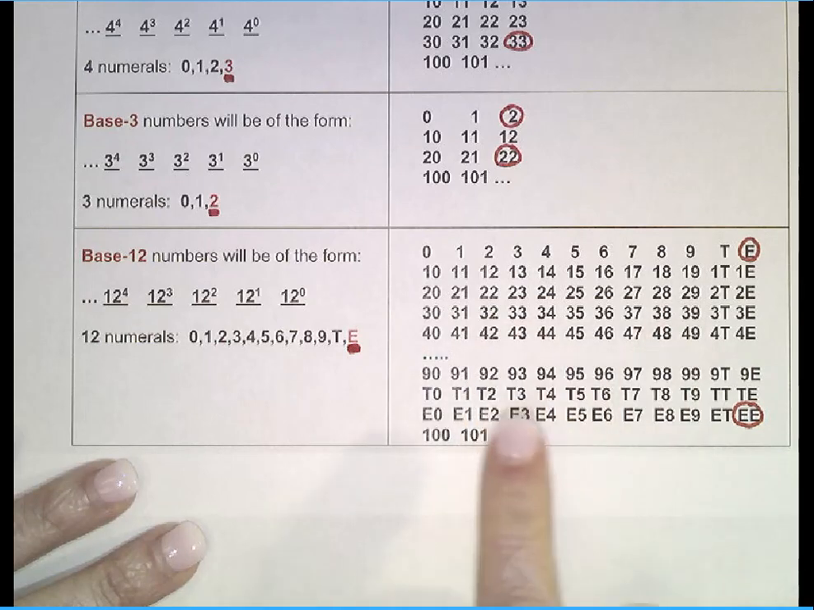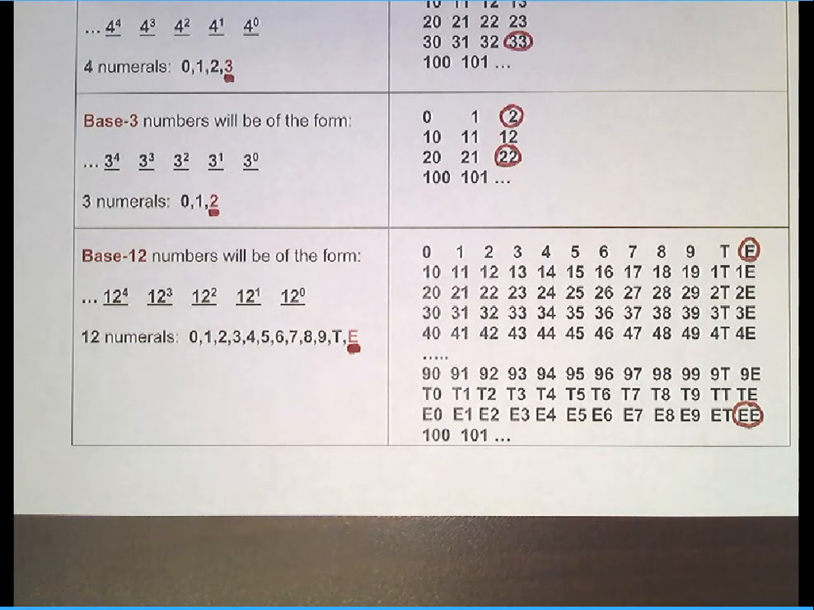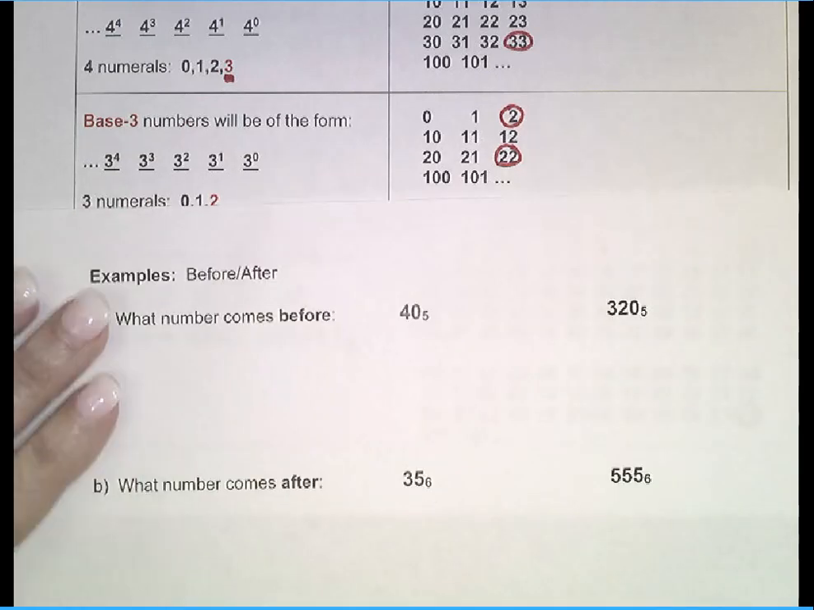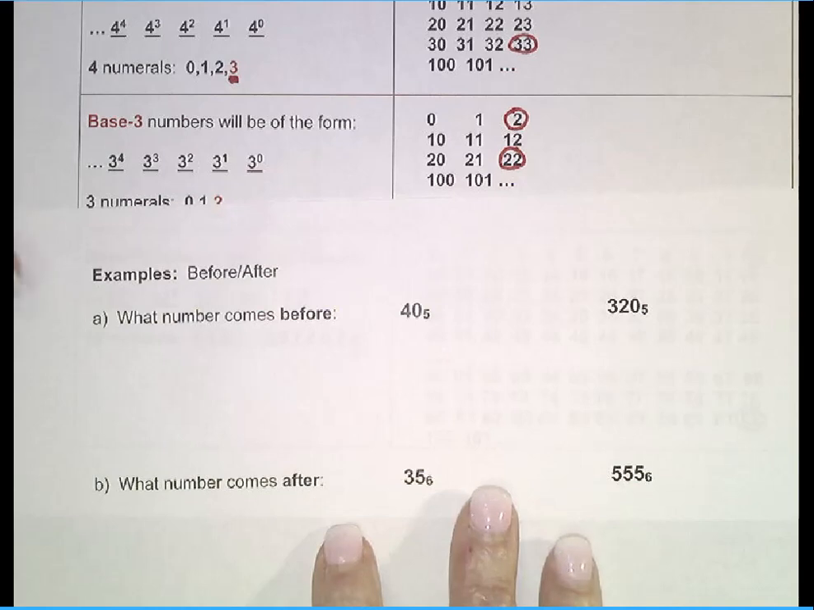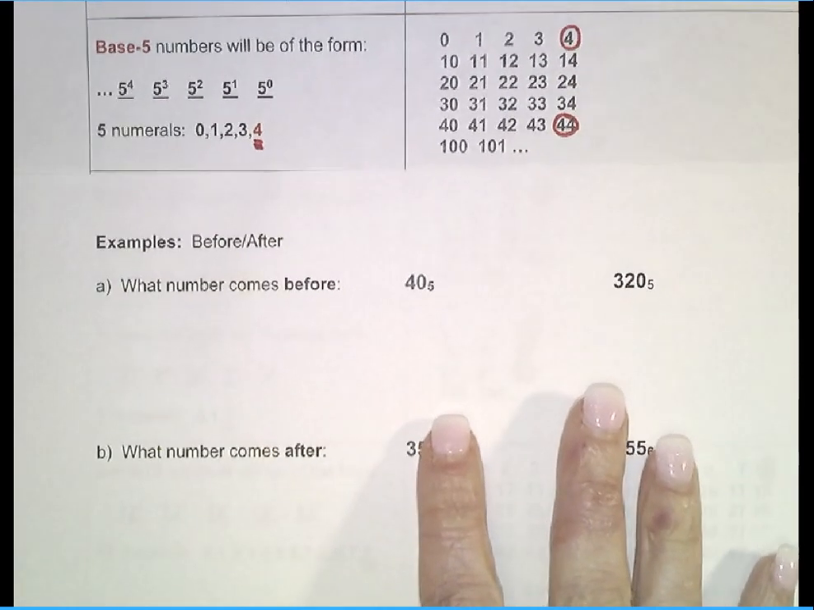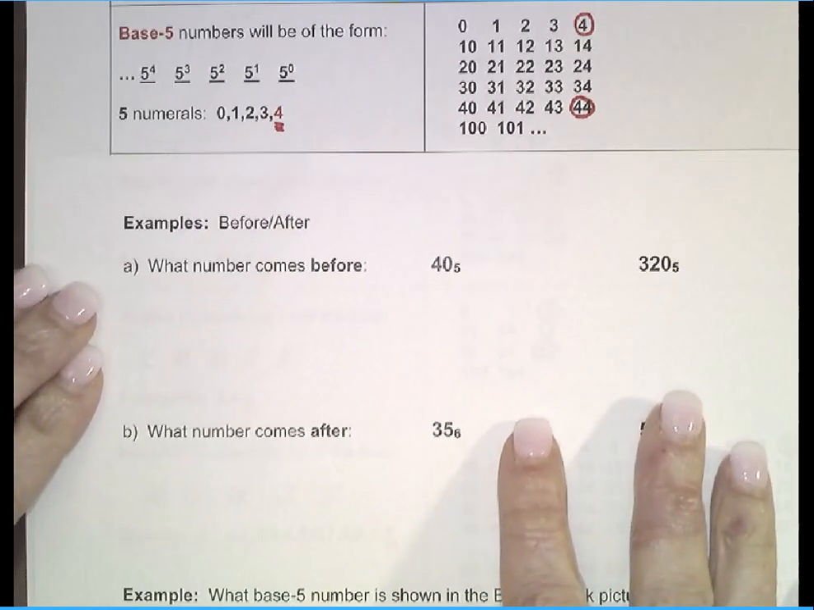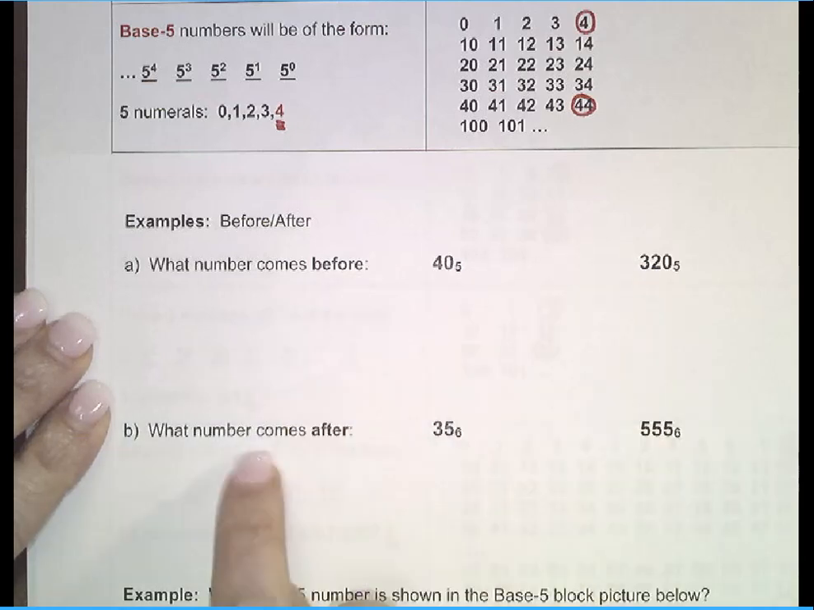So this one takes longer to roll than what we're used to. Other bases are kind of strange. It's really kind of hard to work with other bases, but just try to treat them like we treat our number system, and maybe that'll help. So let's see if we can practice finding what comes before or what comes after a number. These are base 5 and base 6, so I'm going to push this over so we can see base 5 and base 6 here. What number comes before? What number comes after?